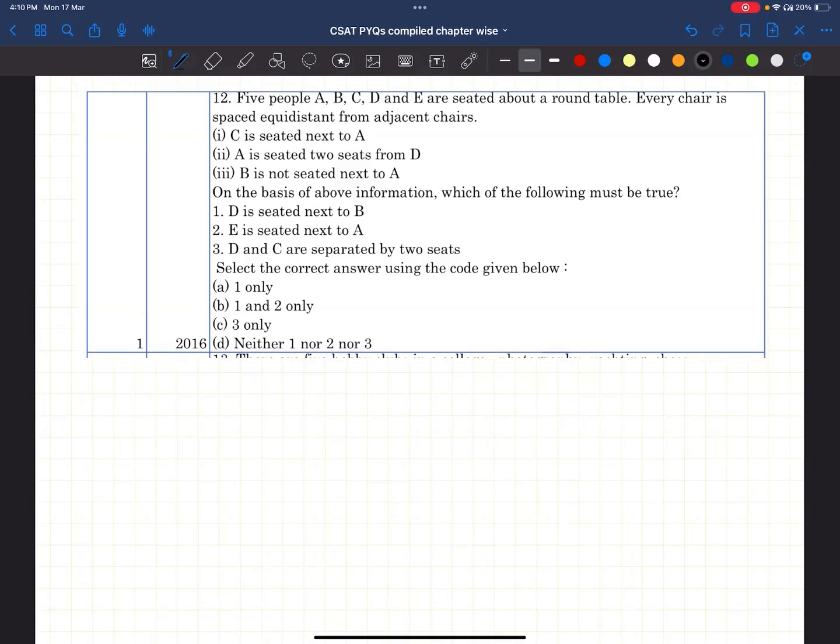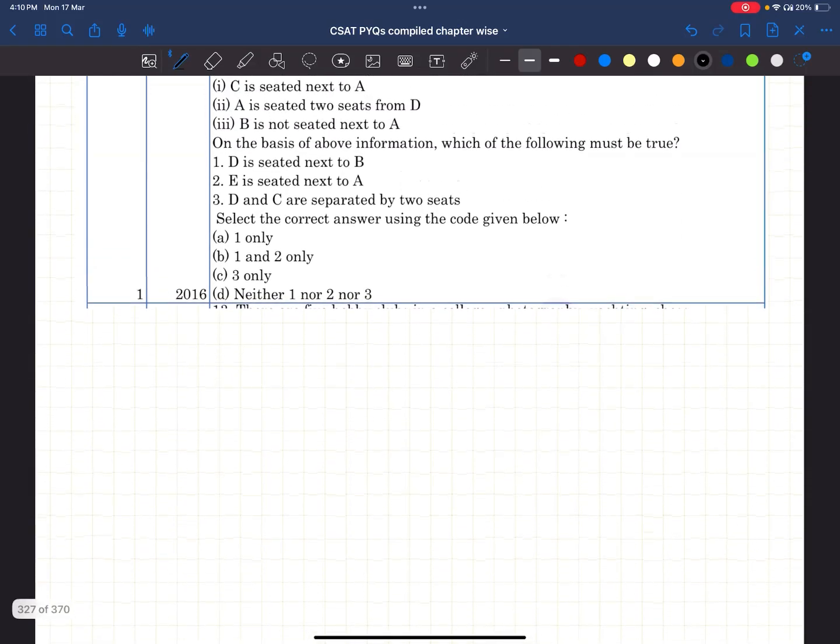5 people A, B, C, D and E are seated around a round table. Every chair is spaced equidistant from adjacent chairs. C is seated next to A, A is seated 2 seats from D, B is not seated next to A. On the basis of above information, which of the following must be true?